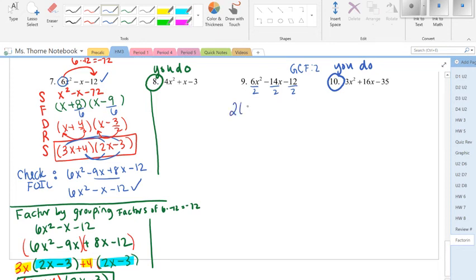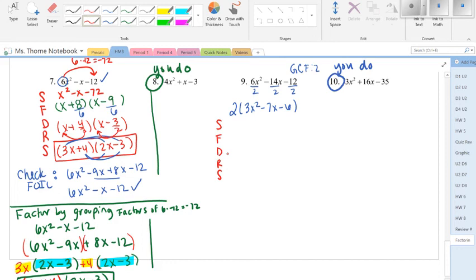6x squared divided by 2 gives me 3x squared. Negative 14x divided by 2 is minus 7x, and negative 12 divided by 2 is minus 6. And we're going to go ahead and practice our new factoring way, the slide and divide method. Swedish fish don't really swim.